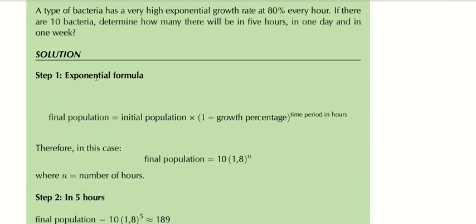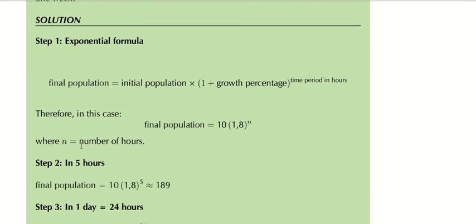It will be the exponential formula. So this one is: the final population is equal to the initial population times 1 plus the growth percentage, to the power of the time periods in hours. Now, before we continue, I actually want to point out that this is an exponential formula which we used in money. This is just being manipulated, and I'll show you in a sec what it looks like.